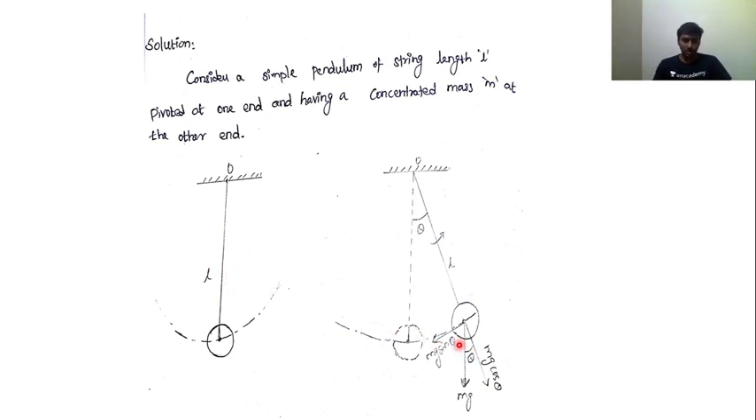So when it oscillates, the total force acting on the mass is m into g. The total force m g is resolved into two components. Perpendicular to the line of the string, the force is mg sine theta. Along the string length, it is mg cos theta. Perpendicular to the string length, mg sine theta.